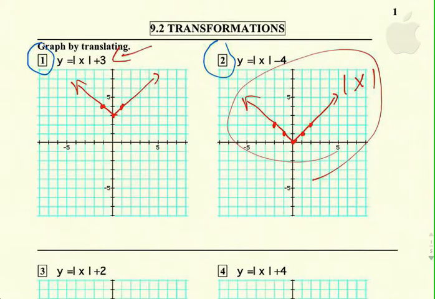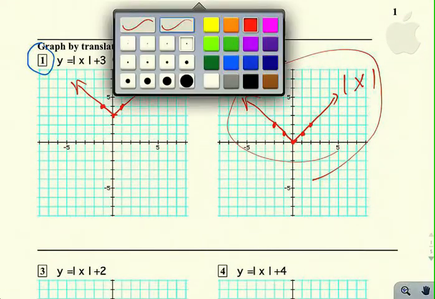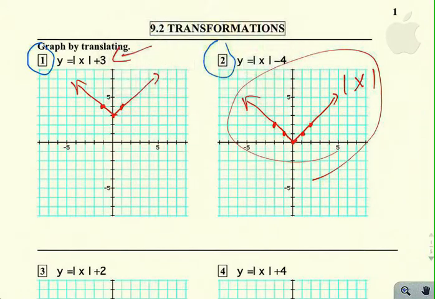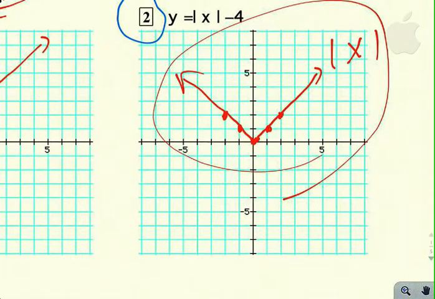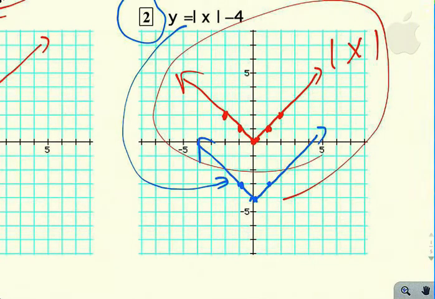So what are we going to do to this red graph for number 2? We've got to move it down. I'll do it in a different color then. It's going to move down 4. The vertex will be at (0, -4). And we'll have a point here and a point there. So it's the blue one.